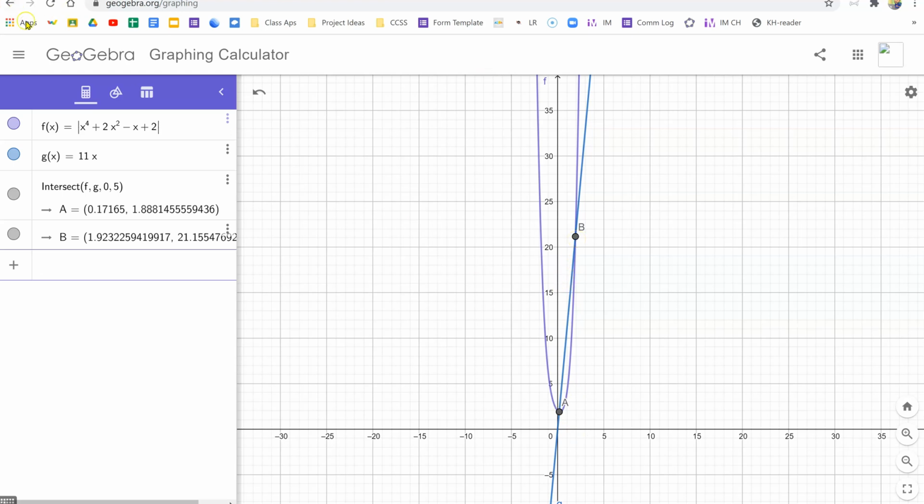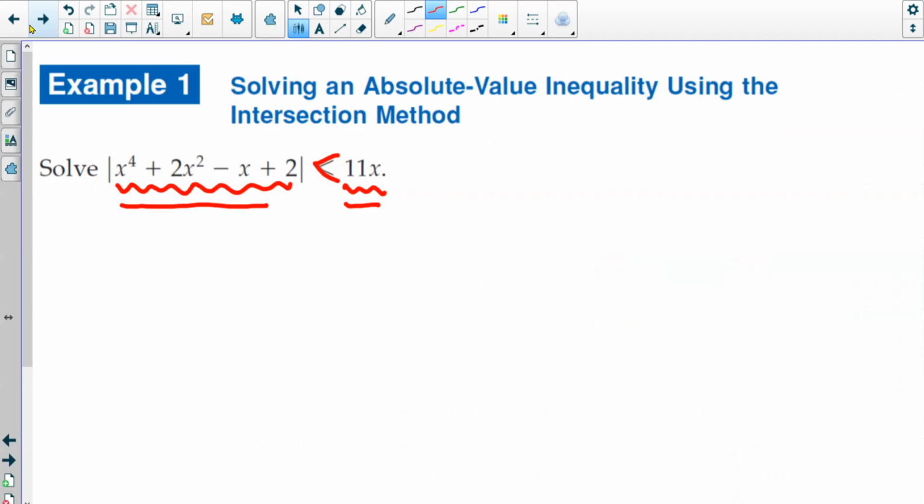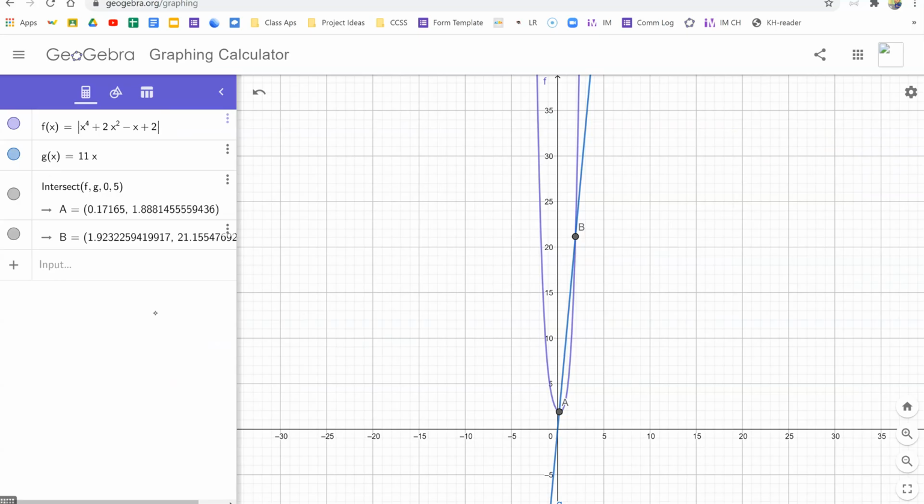Now, recall that the inequality was that this function had to be less than this function. This function was the curvy one, and this one was the line. So what I want to know is, where is it that the curvy one is below the line, and that would be from here to here. And those points where they cross were at 0.17 and 1.92.